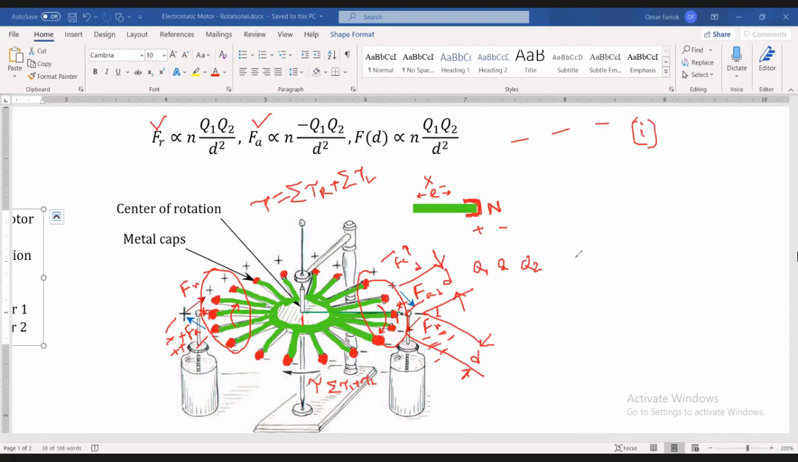Each of the end caps and the electrode contributes to produce the torque because of having their charges.